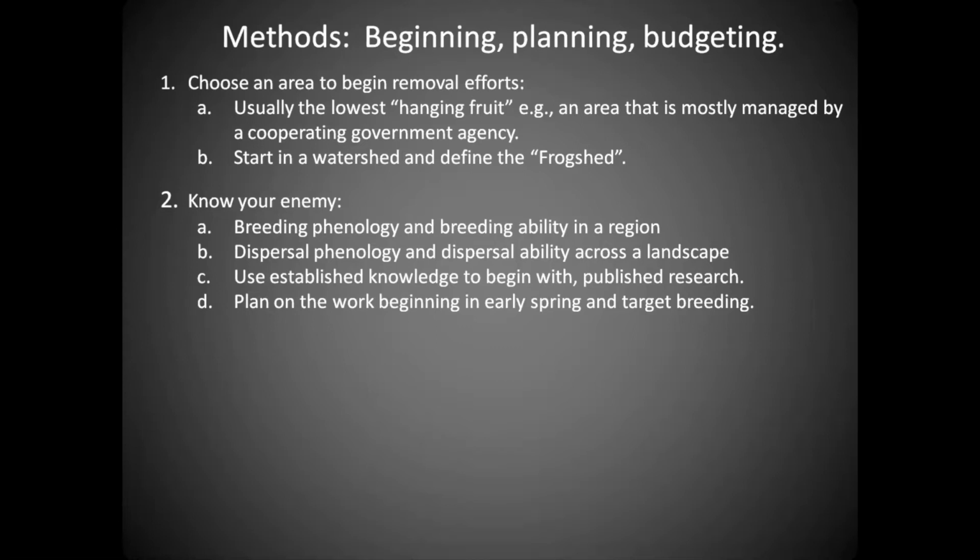They disperse during rains. They really disperse during the monsoon summer rainy season, but they have dispersed in spring rains also. Actually, any significant rainstorm during the year might cause them to disperse. And then plan on beginning your work in early spring in southeastern Arizona and target breeding. You want to start in the spring and you want to stop breeding. So that means you need to remove the adults.